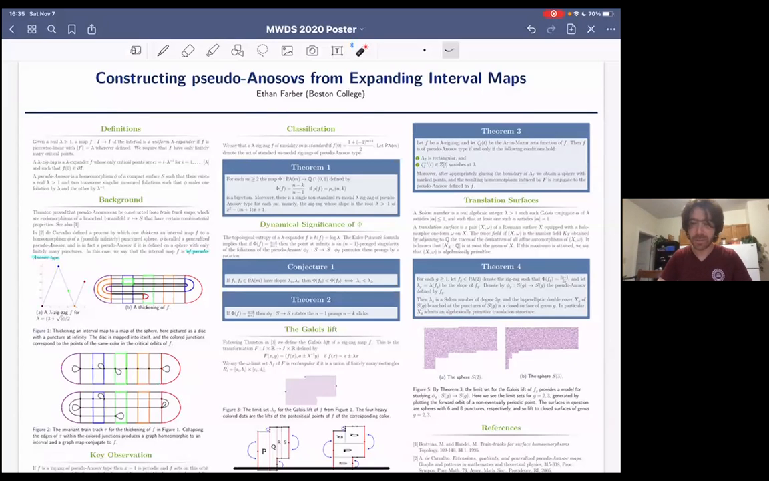And today I want to tell you a little bit about my research on constructing pseudo-Anosovs from expanding interval maps. So let's start off with a few definitions.